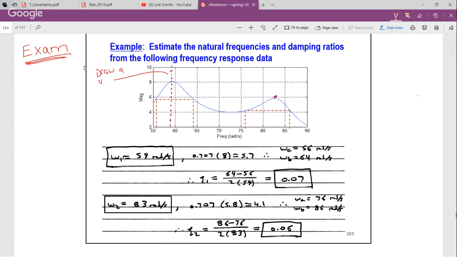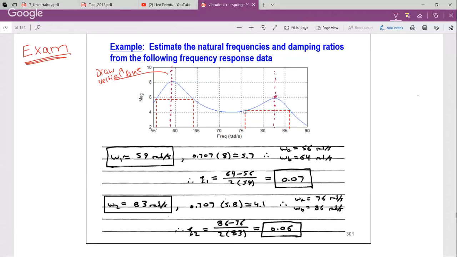Anyway, 59 for that. Let's look over here, this is between 80 and 85. I estimate that that's roughly 83. You could write 82.5, probably close enough. And then we determine the peak. So for this first one, the peak value is about 8. The bandwidth is determined by taking 8 and multiplying by 0.707, and we get 5.7. I draw a horizontal line at that magnitude, and that defines my bandwidth. So my bandwidth is basically this frequency difference, which is 64 minus 56.